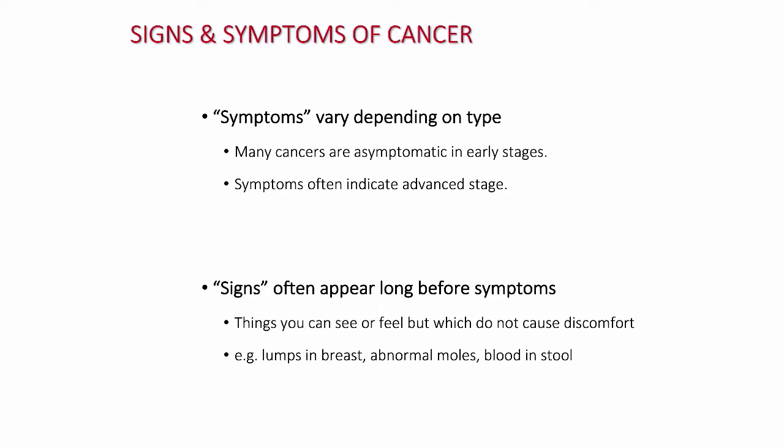Signs often appear long before symptoms, so there may be things that you can see or feel that don't cause discomfort. For example, a woman may find a lump in her breast, changes in moles, or blood in the stool. So these are signs that can appear before you may have any symptoms. But what you need to know is that lumps, abnormal moles, and blood are not always going to lead to cancer. They are a sign that you need to have it checked out. Blood in the stools may be due to hemorrhoids and not colon cancer. But when you find these signs, you want to have them checked out by the doctor.